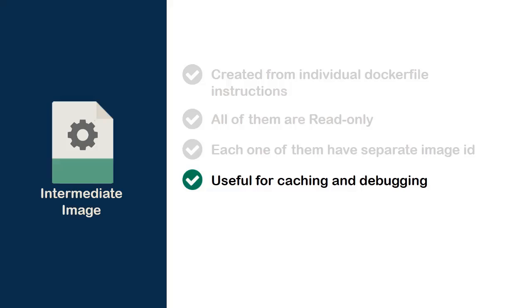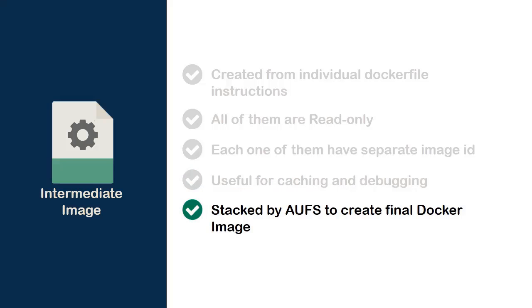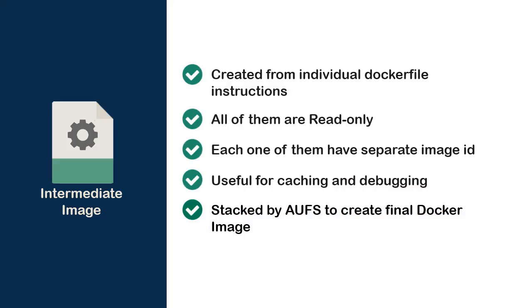But the intermediate images may not be used on their own, since they would not be sufficient to run a container process by themselves. For example, even the smallest image would consist of at least one base image and one CMD or ENTRYPOINT instruction. Finally, they are stacked as a loosely collective read-only layer by AUFS, which is a union file system.